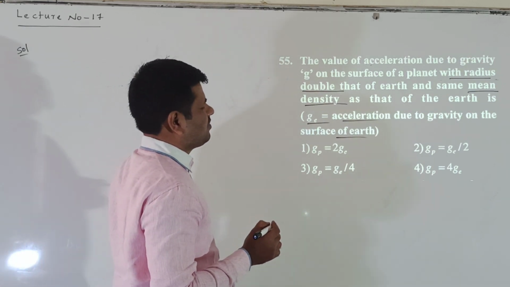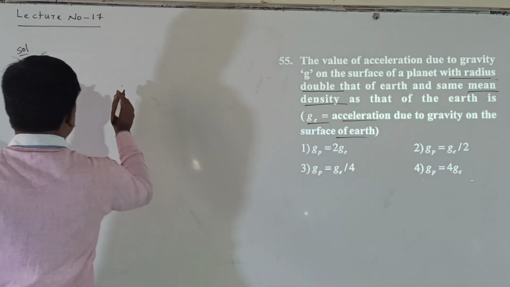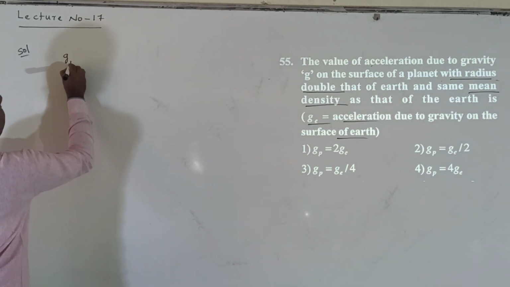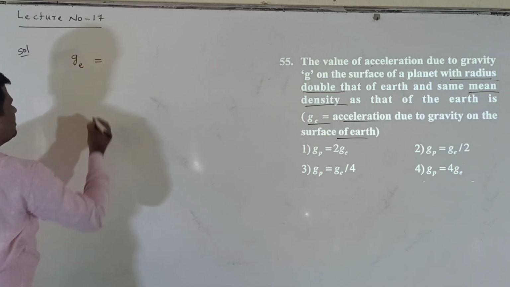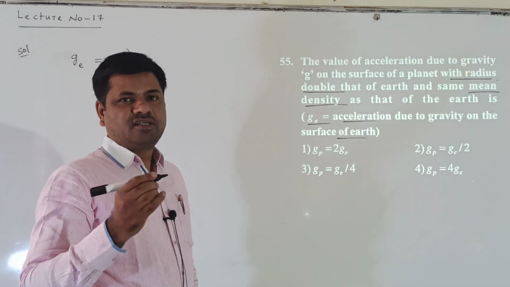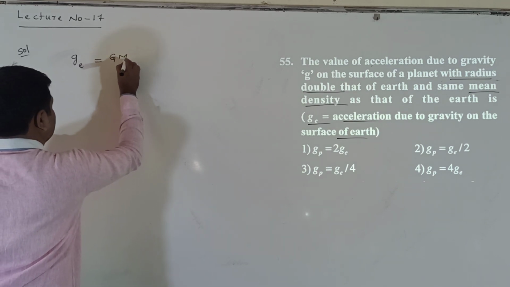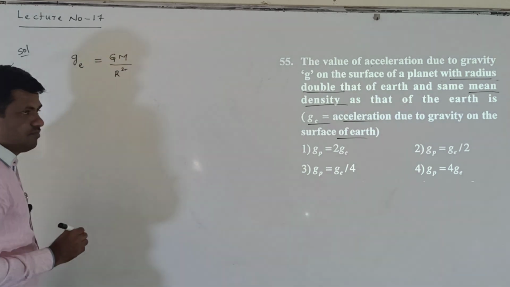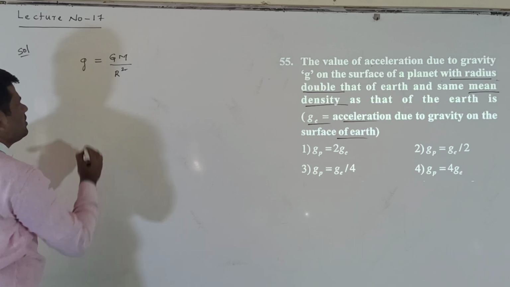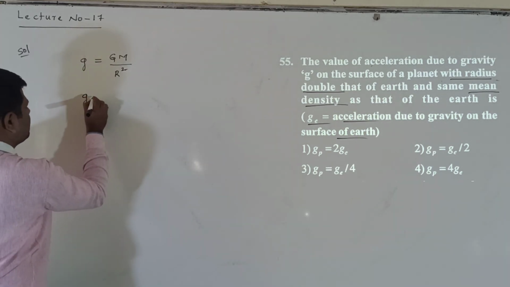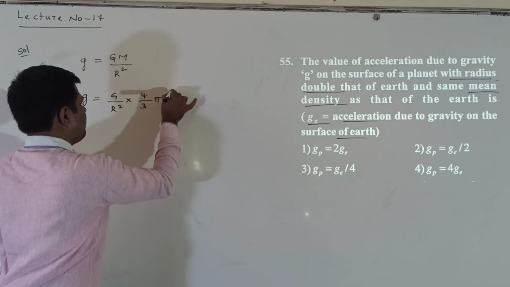The radius is double that of the earth, means radius of the planet is equal to double the radius of the earth. First of all, GE I am writing, acceleration due to gravity on the surface of the earth. G is equal to GM by R square. First I am changing the formula. We know that g equal to G by R square into M, where M value is equal to 4 by 3 pi R cube into rho.